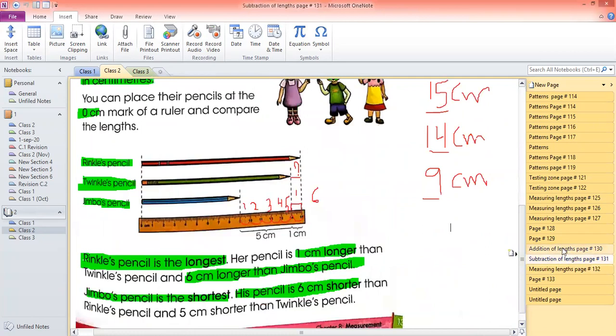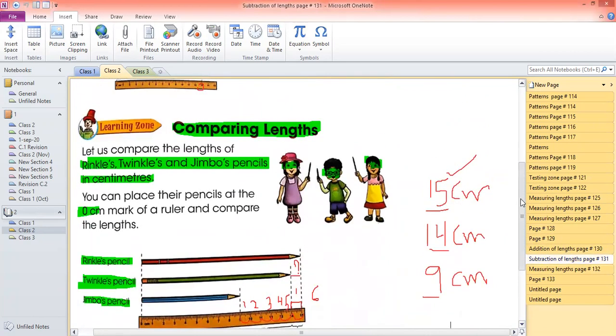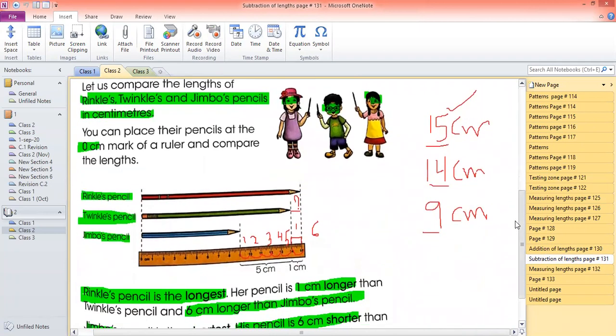We started comparing lengths. I'm just going to revise what we have learned, then we will continue from there. In comparing lengths, first we learned how to compare three objects. There was an example in the book related to pencils. There were three pencils. You compare the three pencils. First you check the three pencils. You place one end of the pencil on the zero and check the length of each pencil.